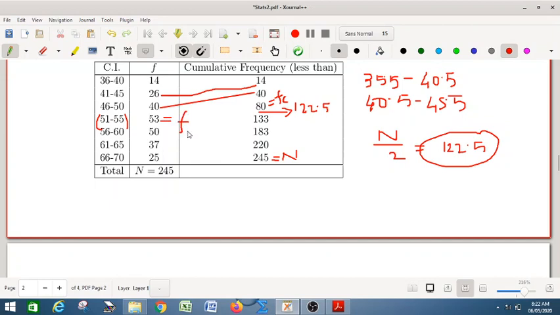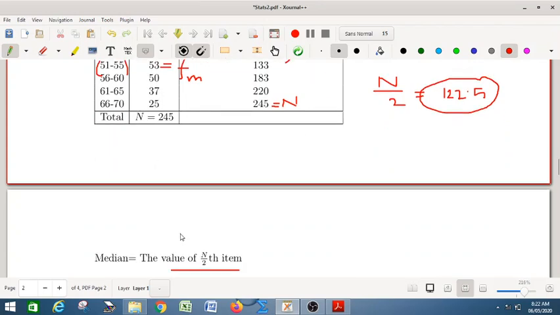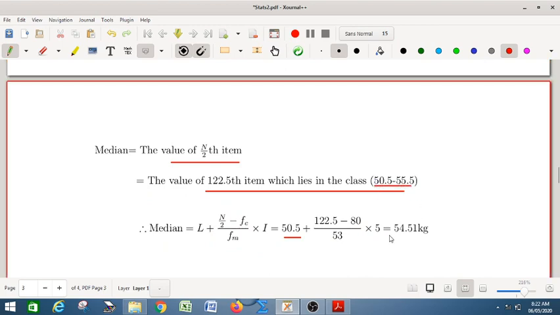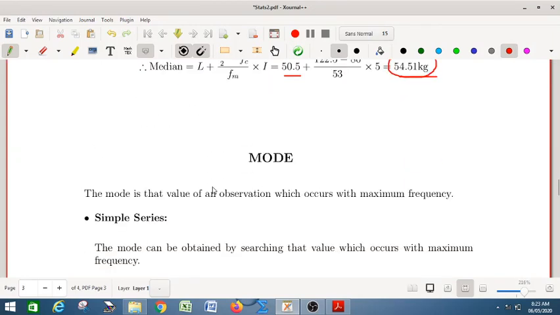That is the frequency of the median class. Look at the width of the class: all the widths are equal, so the width of the class is 5. So this is 50.5 plus (122.5 minus 80) by 53 into 5. This is how you calculate the value. It is a simple calculation. So this is how you calculate the median for a group frequency distribution.